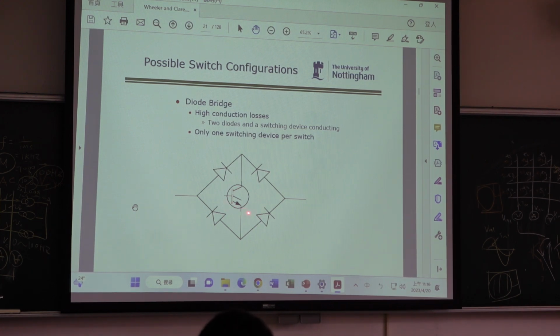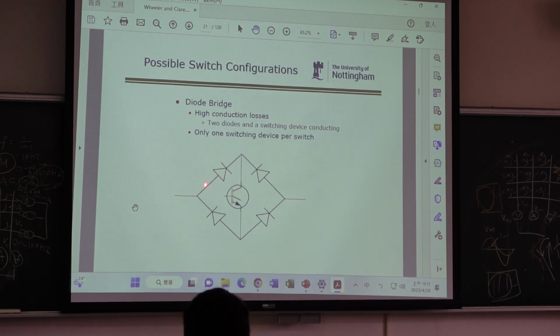You can use this idea. I can go this way: diode, IGBT, diode. I can go this way: diode, IGBT, diode. So the current can go this way or this way, right? Do you like it? Yes. Why? I only use one IGBT. Here we need 2 IGBTs. Here only 1 IGBT. But you also need 4 diodes.